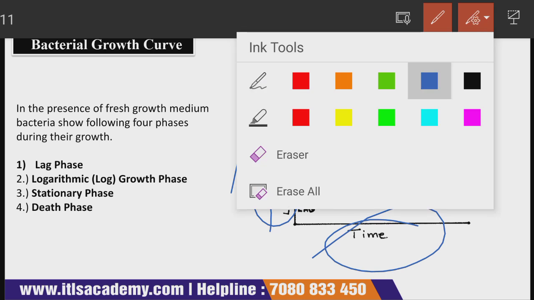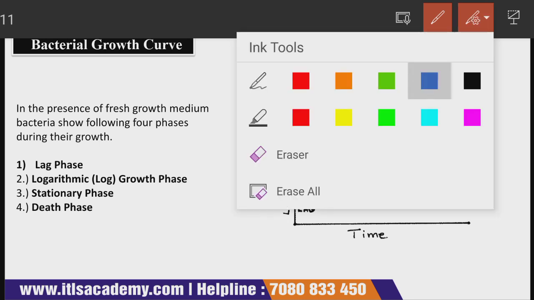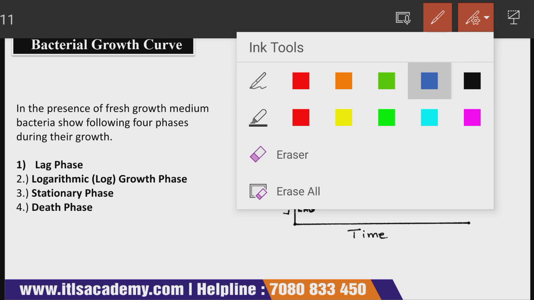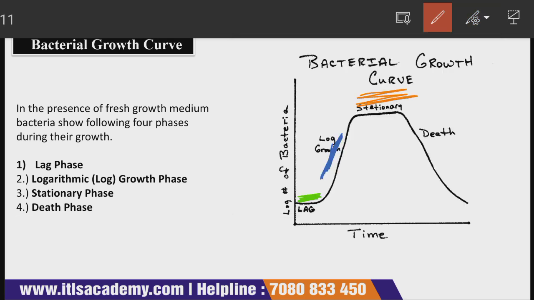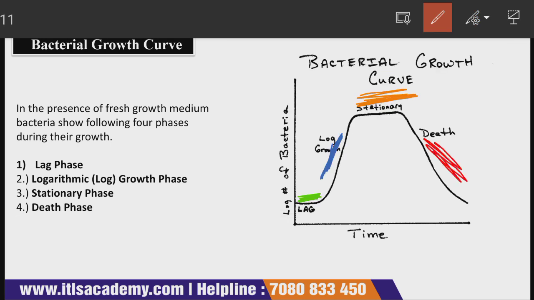So I am marking every growth phase with a different color. The green color says the lag phase, blue color says the growth phase, orange is stationary, and the last one, that is death, is with red color. So this is the number of bacteria and this is the time that is needed.